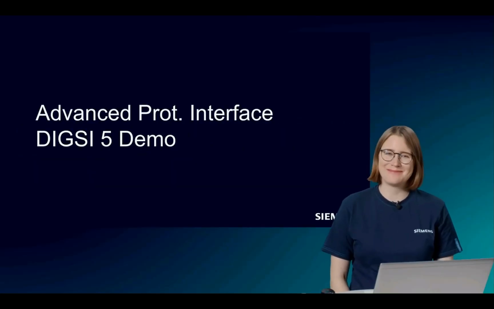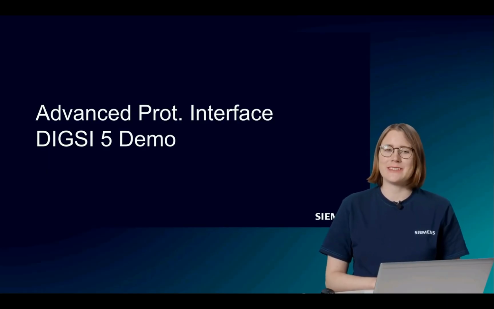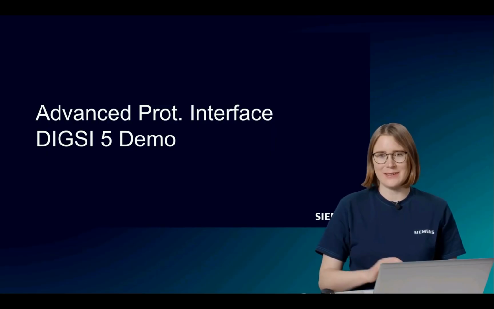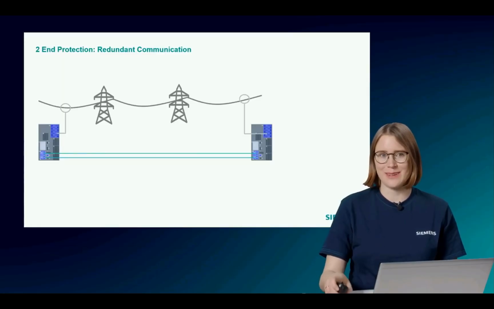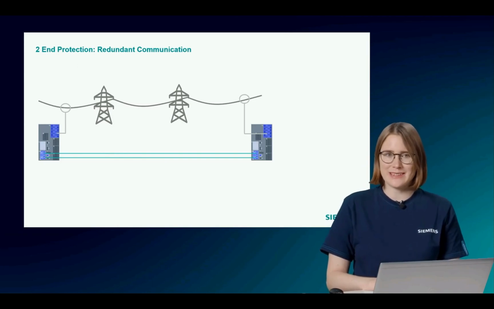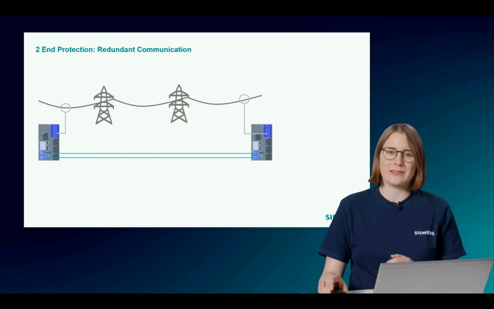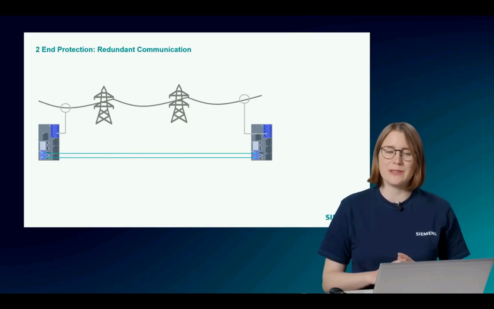Thank you, Philip. So now we come to the next part of the session, the advanced protection interface DIGSI 5 demo. And for this, I have prepared 3 examples that I want to show you now. The first example is a 2-end protection with a redundant communication. So here we have 2 redundant communication lines between the 2 devices.